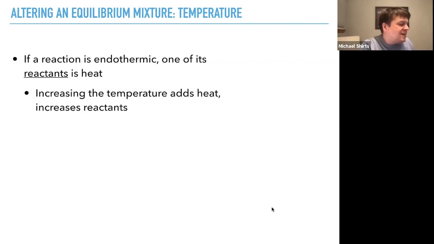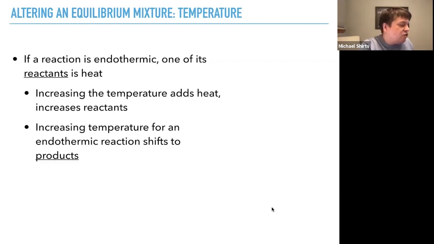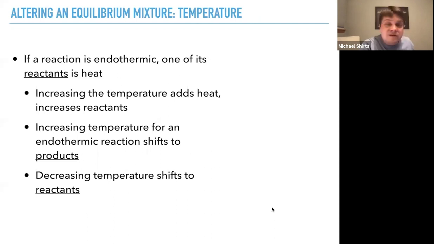So increasing the temperature adds heat, which increases the reactants. And so, therefore, increasing temperature for an endothermic reaction shifts it to product. Decreasing the temperature shifts it to reactants.